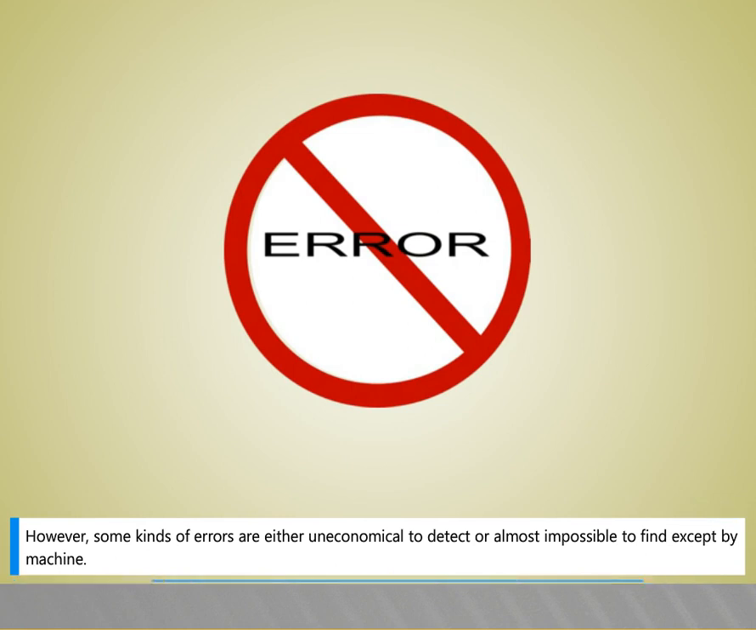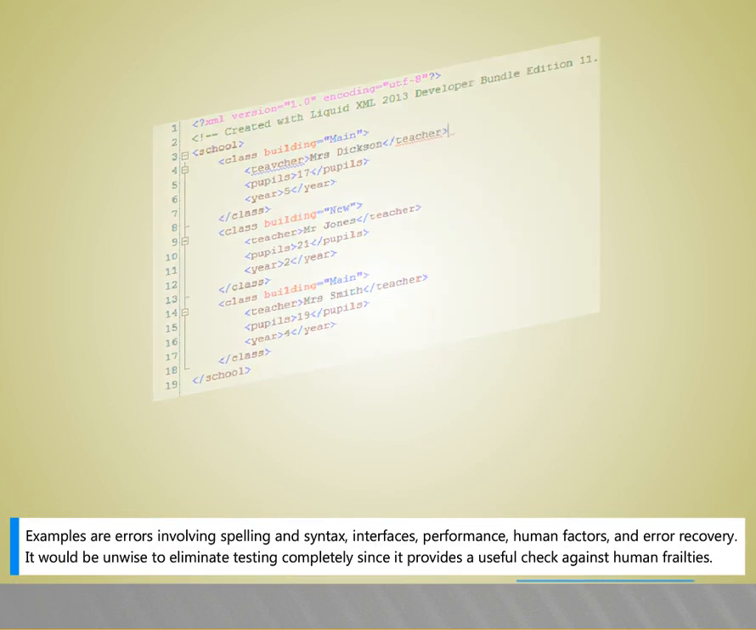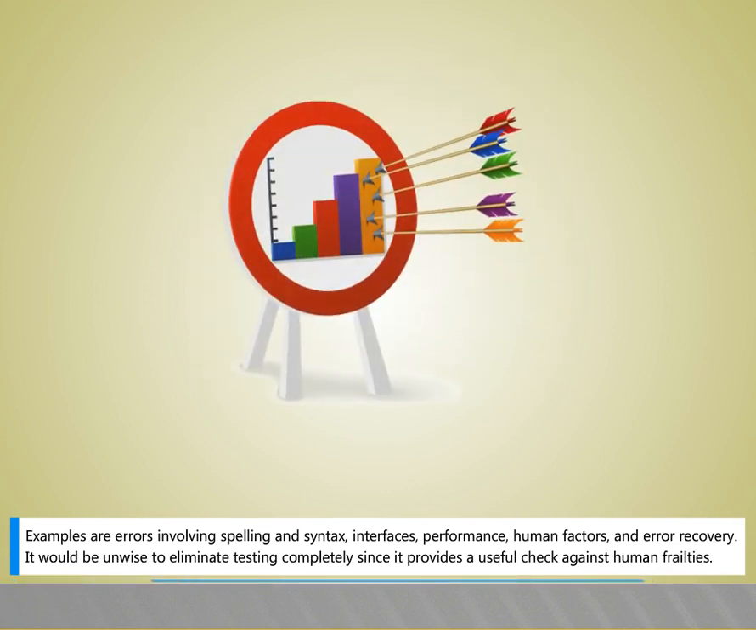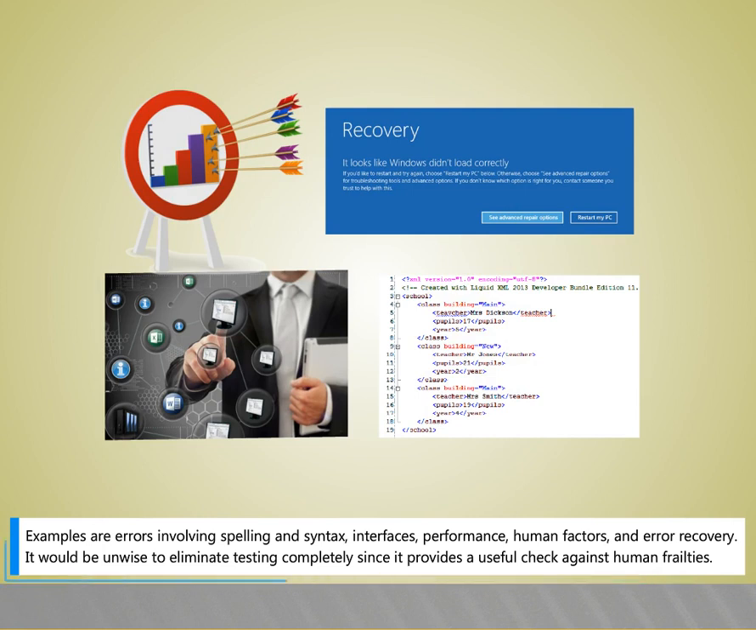However, some kinds of errors are either uneconomical to detect or almost impossible to find except by machine. Examples are errors involving spelling and syntax, interfaces, performance, human factors, and error recovery. It would be unwise to eliminate testing completely since it provides a useful check against human frailties.